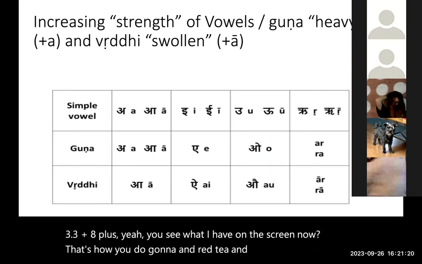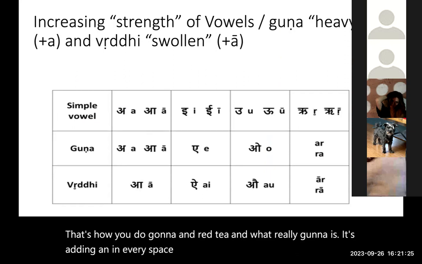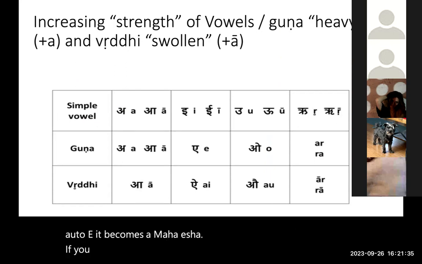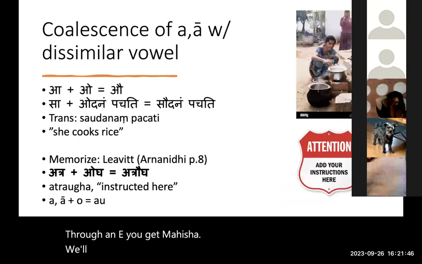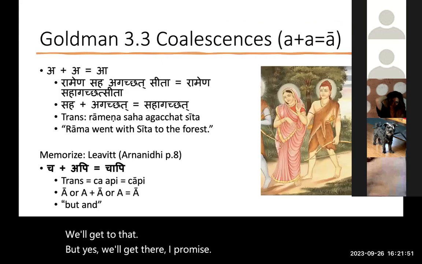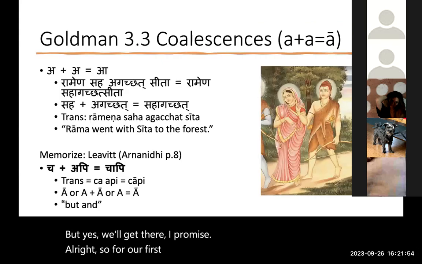And what guna really is, it's adding an a in every instance. So for e, if you add an a to e, it becomes a. If you add a long a to an e, you get mahaisha. We'll get to that. But yes, we'll get there, I promise. All right. So for our first one, I'll take a volunteer.